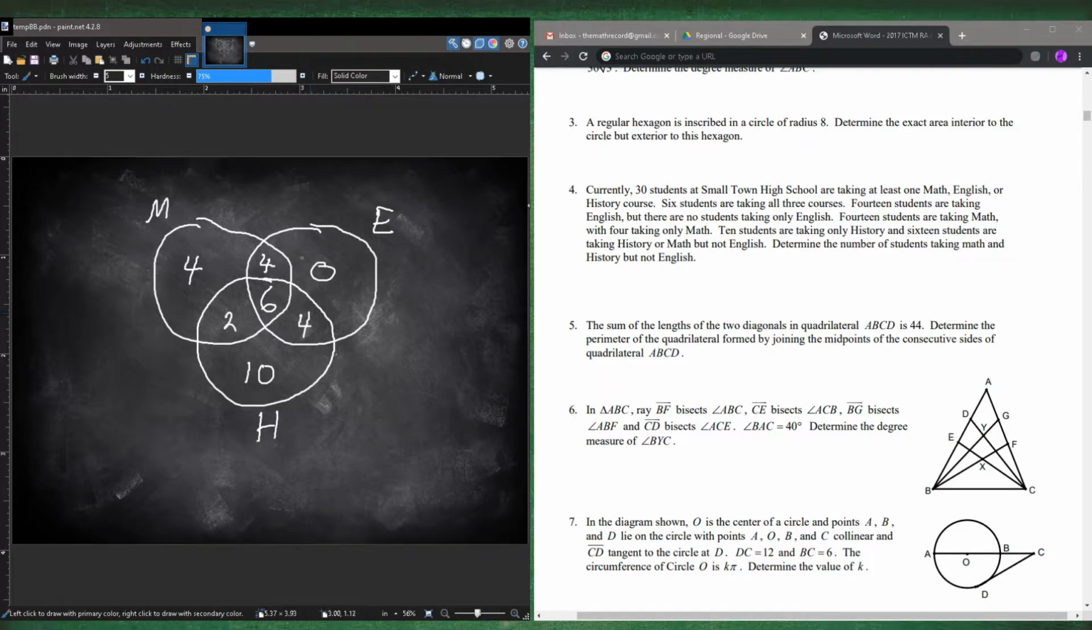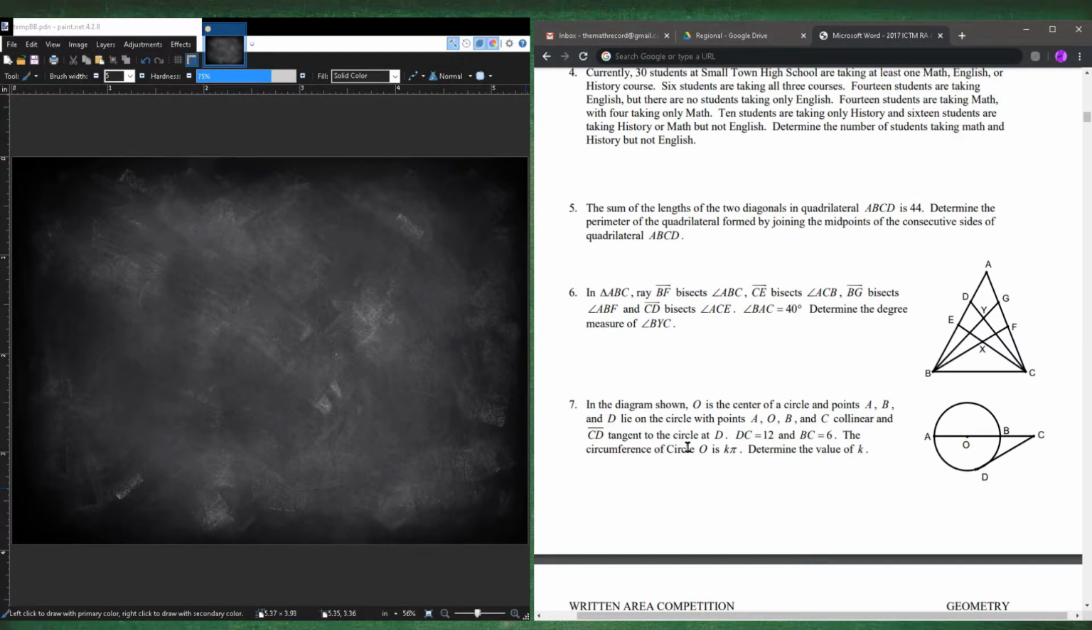Okay, so determine the number of students taking math and history, but not English. So the answer is 2, right? Math and history, but not English. So the answer for number 4 is 2. So all you have to do here is just make a Venn diagram.